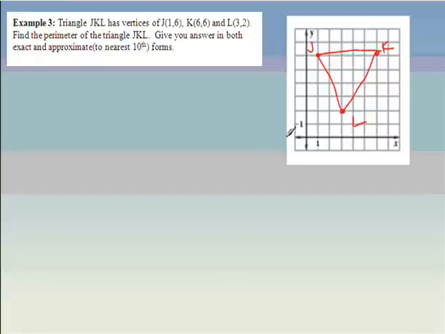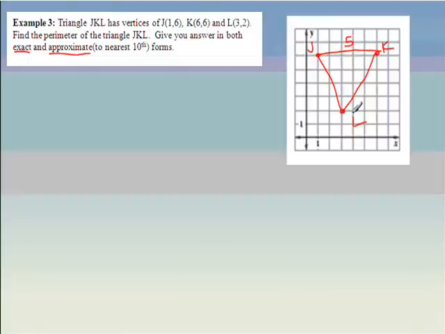But no excuses. All right, and we need to find the perimeter of triangle JKL, and it says to give our answer in both exact and approximate to the nearest tenth. All right, so let's talk about exact first. Well, JK is pretty easy because I can just count 1, 2, 3, 4, 5. So that length is 5.